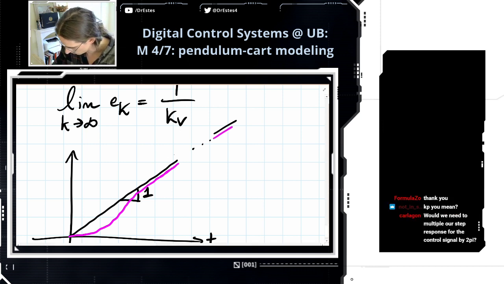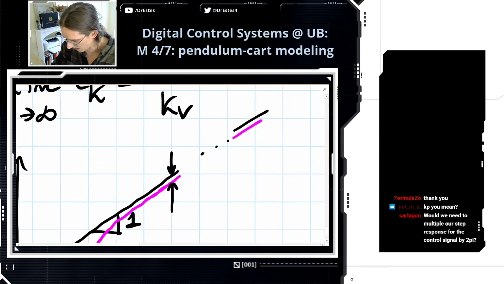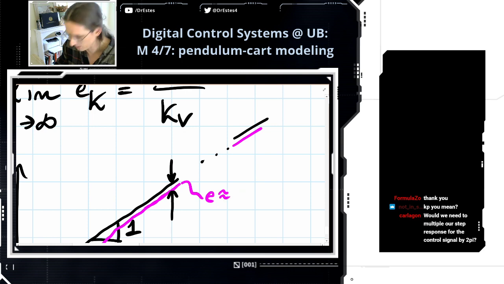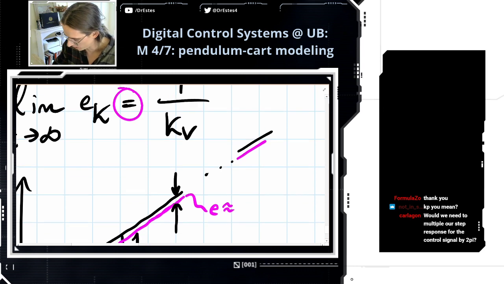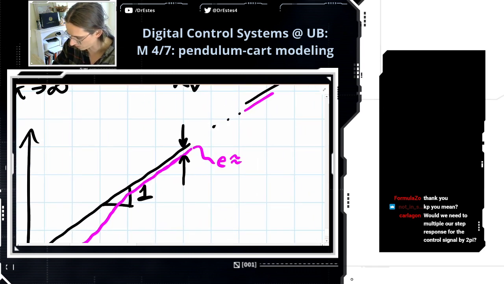So what you do is you simulate up until you get to the steady state point, and then you calculate what this gap in here is. So this is the error. Because this isn't at infinity, it can't be exactly equal, but because you pick this, maybe 5 seconds into your response, this is approximately equal to 1 over Kv.